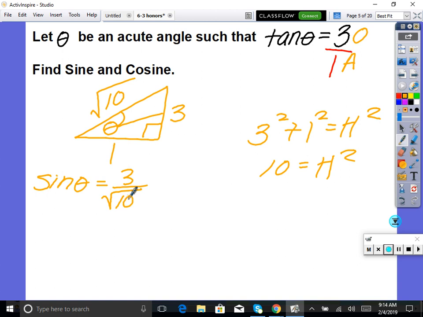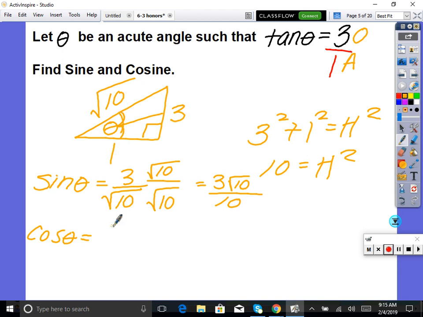And then that answer needs to be? Rationalized. Good, so we'd rationalize our denominator by multiplying by root 10. So don't we get 3 root 10 over 10? Yes. Okay, we've answered what sine is. Now cosine is adjacent over hypotenuse, so 1 over root 10, which would rationalize to be root 10 over 10. Pretty straightforward stuff as long as you know right triangle trig.